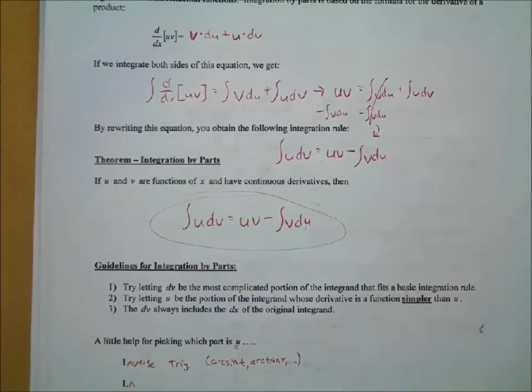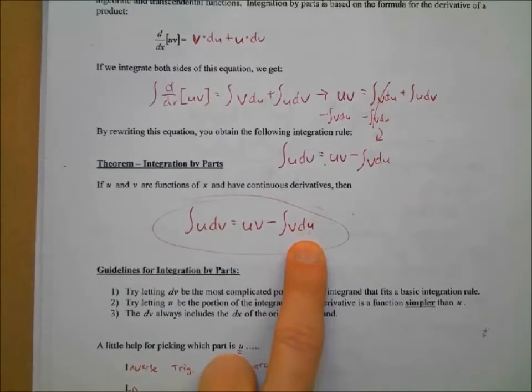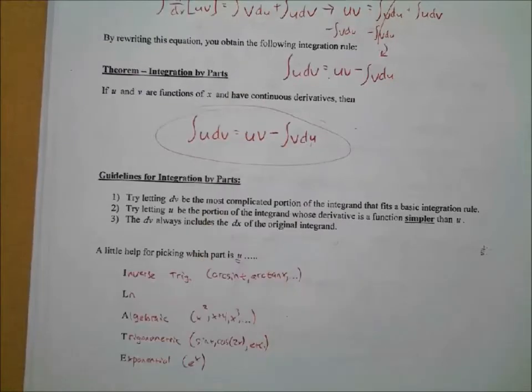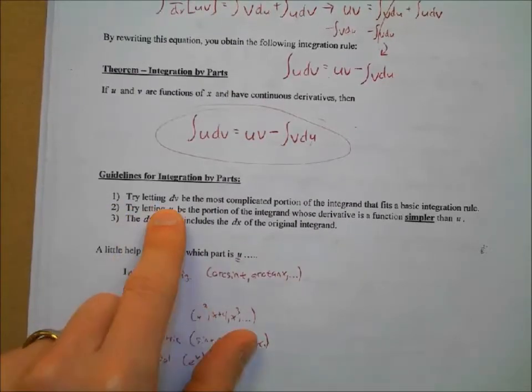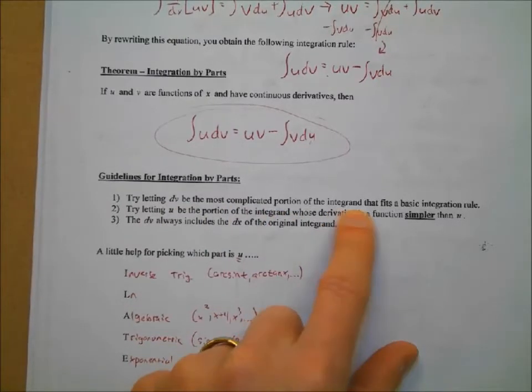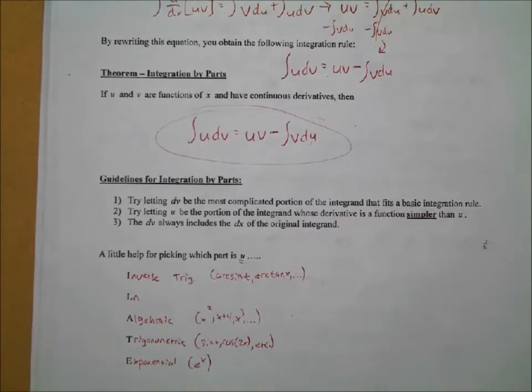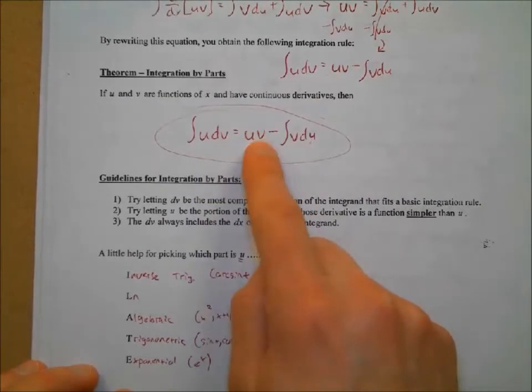And then hopefully that will allow us to integrate this a little bit more easily. All right, some guidelines. Try letting dv be the most complicated portion of the integrand that fits a basic integration rule. So you want to let dv be as much of the integrand as you possibly can, but also make sure, of course, it fits a basic integration rule, because we're going to have to integrate dv to get the v on this other side.